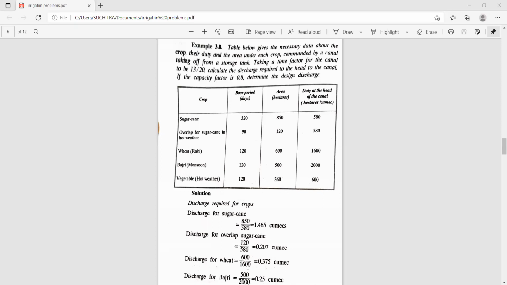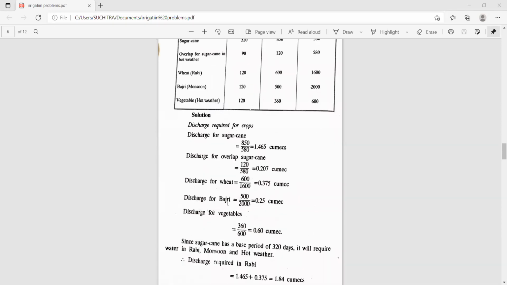And the discharge required for wheat crop, similarly, area divided by the duty, is about 0.375 cubics, and similarly for bajri, it is about 0.25 cubics, and for vegetables, the discharge required is 0.60 cubics.